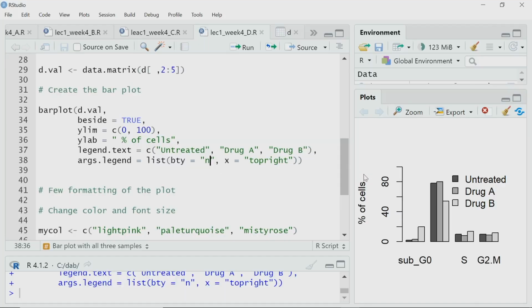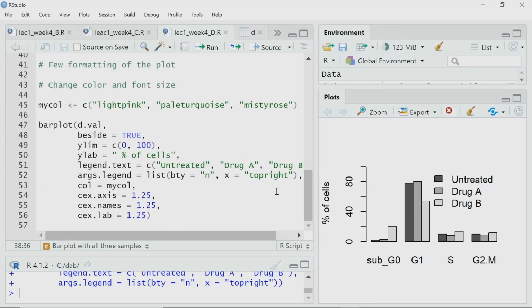Now, what will I do? I will add a few more formatting things here, right. So, first thing, I will change the color of the bars. By default R is using its default color scheme, which looks good and is good for black and white printing and black and white representation of data.